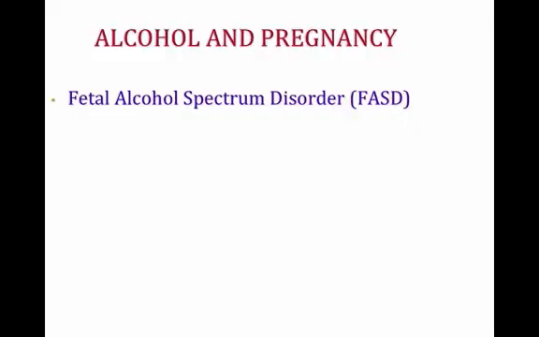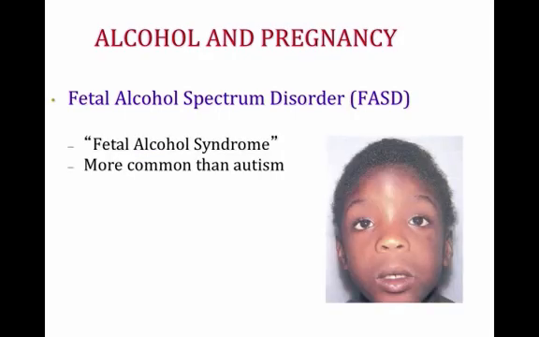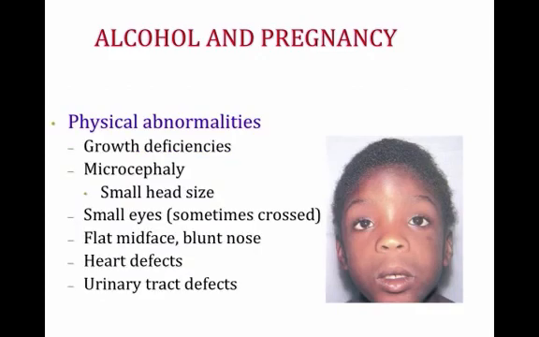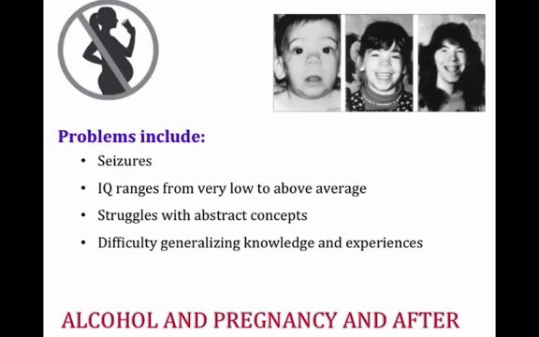Fetal alcohol spectrum disorder is associated with alcohol during pregnancy. This condition is actually more common than autism. It's associated with growth deficiencies, microcephaly, which means small head size, small eyes that are sometimes crossed. The muscles that keep the eyes from crossing are not well developed, flat mid-face and a blunt nose, heart defects, and urinary tract defects.